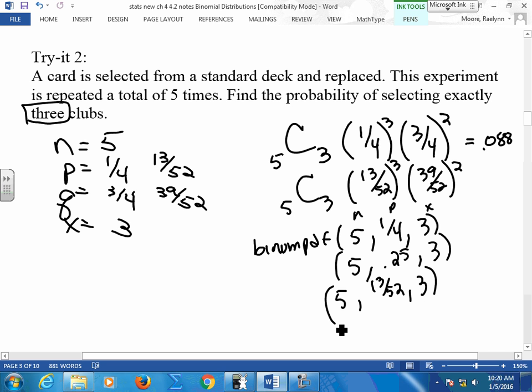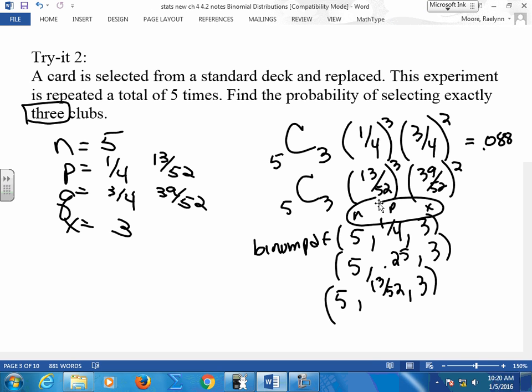What's nice about the yellow calculators, the TI-84s, if you have the software, it prompts you. If you don't have the software or you have the 83s, you just have to string it out. But look, your letters are in alphabetical order. NPX. I want 3 out of 5, and I want to just be successful. Think of it that way. Everybody's good with that?